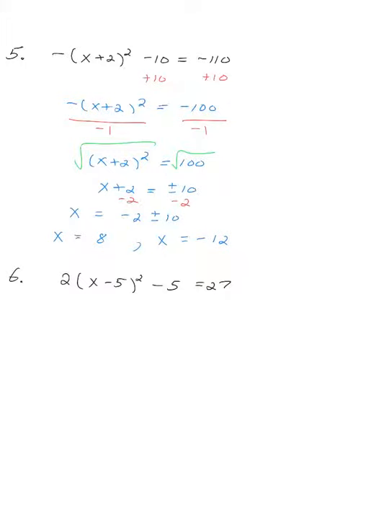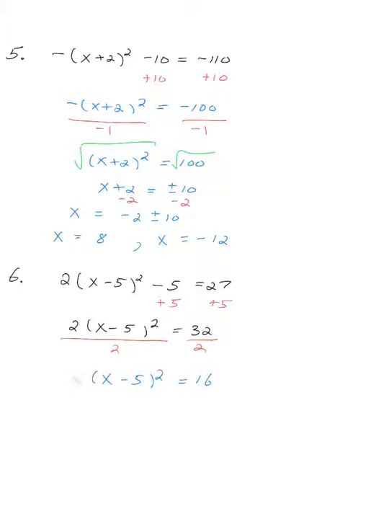Okay, I'm going to start by adding 5 to both sides, which gives us 2 times x minus 5 squared is equal to 27 plus 5, which is 32. Before I take the square root, I'm going to divide both sides by 2. And we get x minus 5 squared is equal to 16.